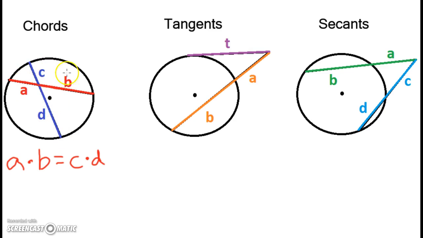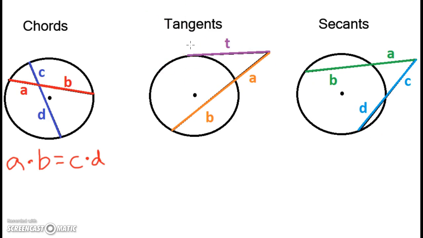And all you have to do is multiply the two pieces that are on the same color together and set them equal to the other two pieces multiplied together. So A times B equals C times D. It gets a little bit more tricky when your things start to stick out of the triangle. I'm sorry, out of the circle.